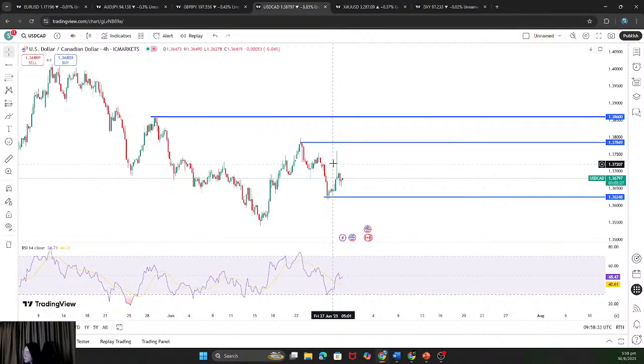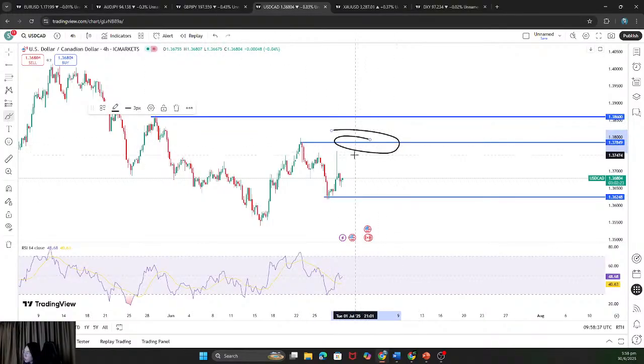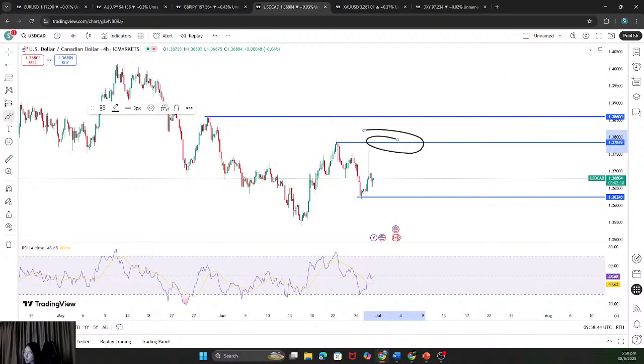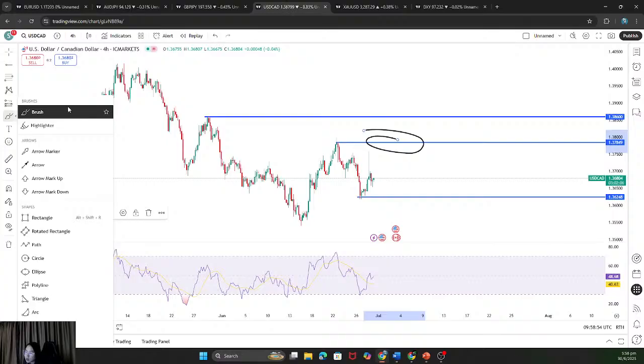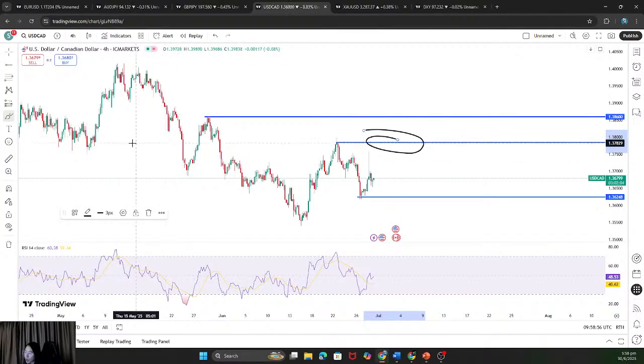Okay, cool. I ideally would want to see price come back to this blue zone. Give me a moment. I want to see where price broke structure, because that's where price usually wants to come back to.